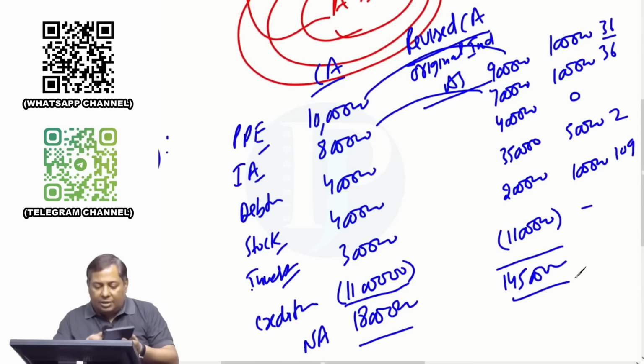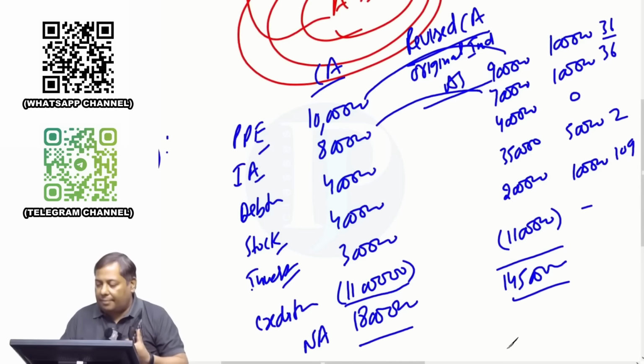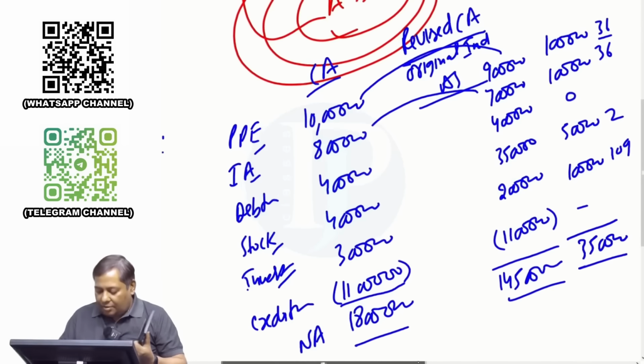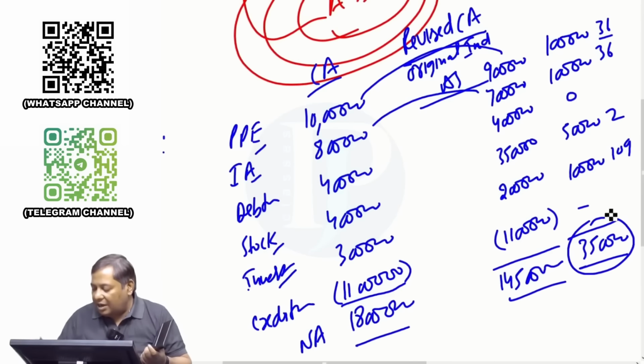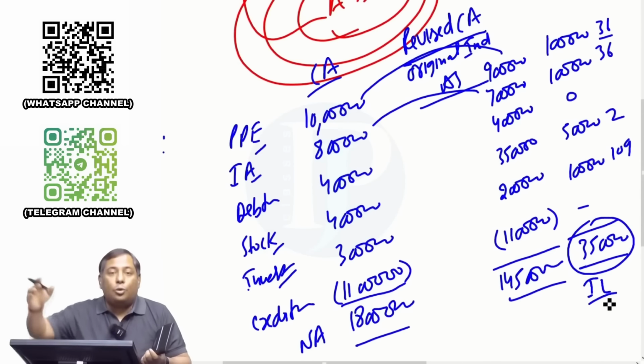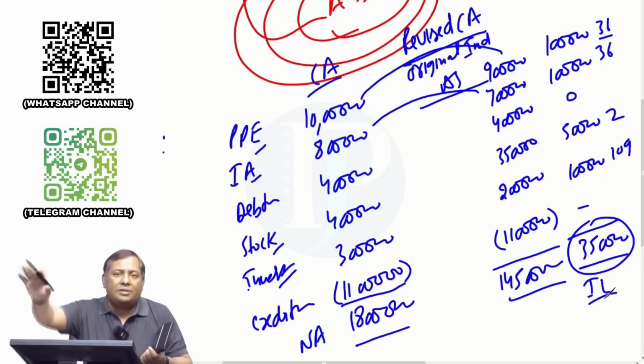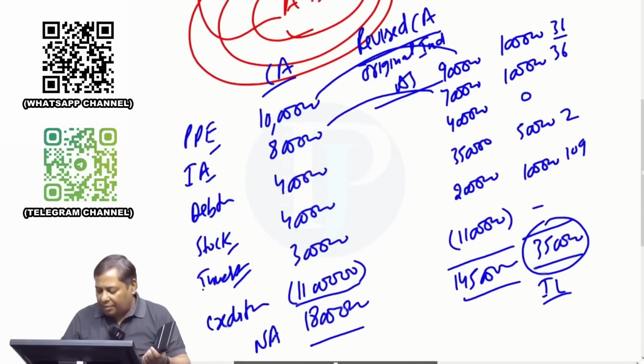9 lakhs plus 7 lakhs plus 4 lakhs plus 3.5 lakhs plus 2 lakhs minus 11 lakhs is 14.5. The impairment loss is 3.5 lakhs. Did we apply Ind AS 105 yet? We didn't. So this impairment loss of 3.5 lakhs came from the original Ind AS valuation. A different Ind AS will apply here. So write this off in the P&L.